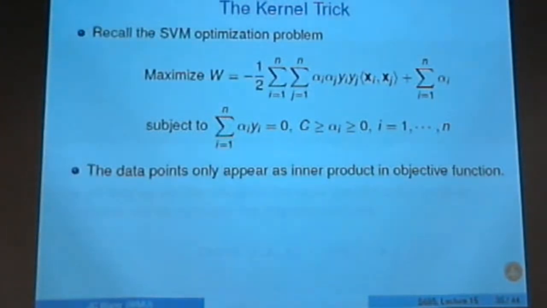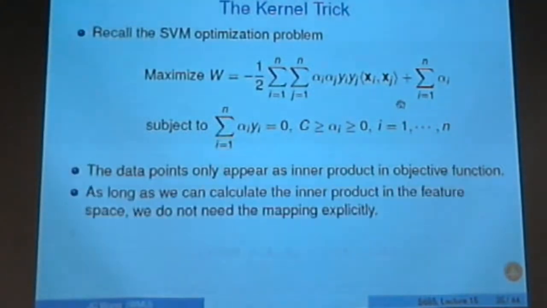Again, we can see that the data points, or the input vectors, appear in this objective function only through the inner product. So that's why we can do this kernel trick. As long as we can calculate the inner product in the feature space, we don't need this mapping explicitly. You do this calculation in the feature space.